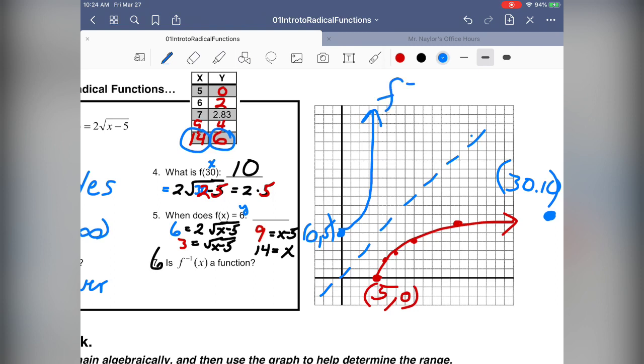And then with a little bit of symmetry, I'm able to draw my inverse graph. Now the real question here is this inverse graph, is it a function? And all I got to do is think real simply about some vertical lines, and it passes the vertical line test nicely. So we can say, yes, the inverse is a function.